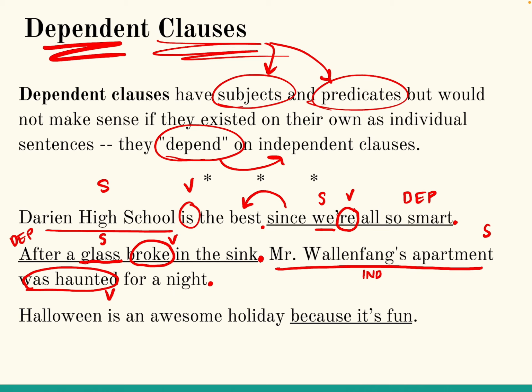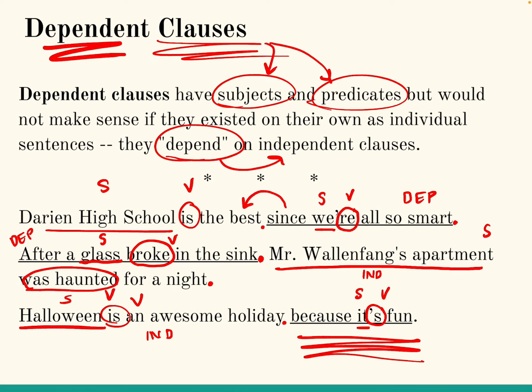Finally, Halloween is an awesome holiday because it's fun. Halloween, subject, is, verb. We saw that already. If I put a period here, of course, independent clause, we already identified that. Because it's fun, it, subject, in the contraction, this is, which is the predicate verb from the verb to be. Because it's fun, period, doesn't make sense on its own. Therefore, this is a dependent clause. It must be linked to an independent clause.